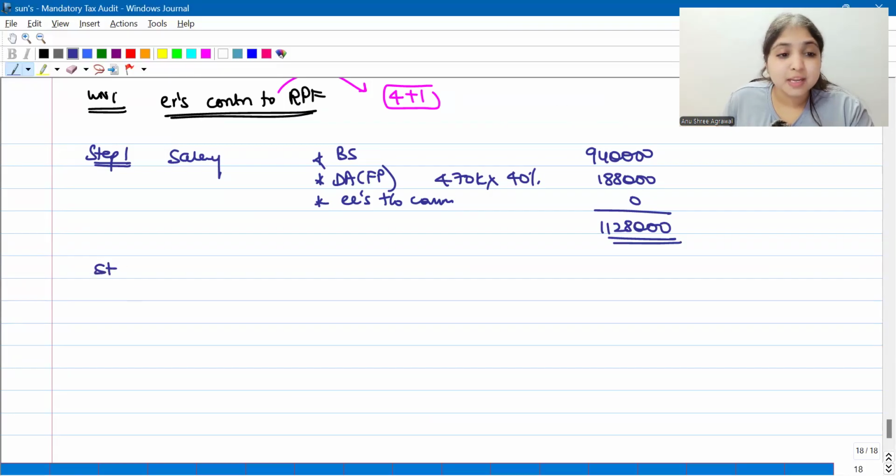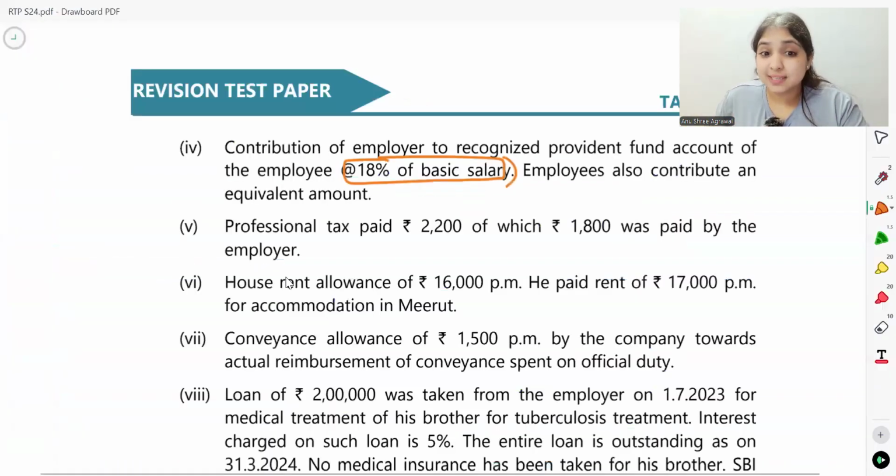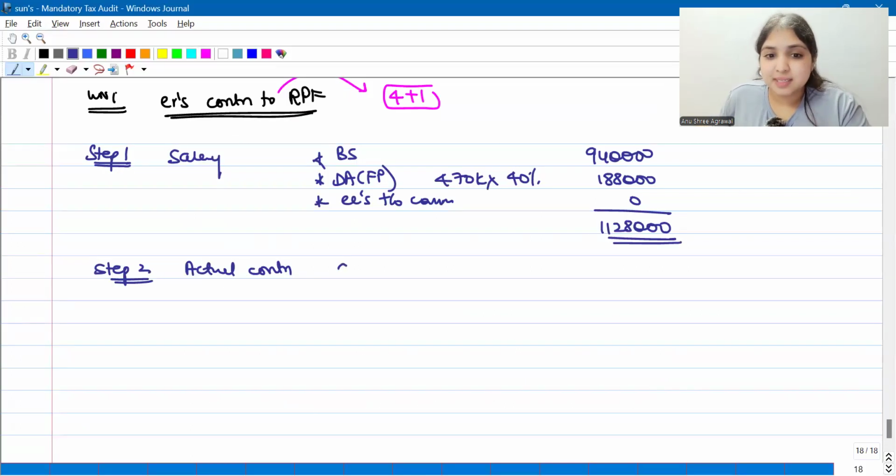Your first step. Your second step is going to be the actual contribution of the employer. How much did the employer actually contribute? The question says employer contributed 18% of basic salary, guys. So basic salary is 9,40,000. That into 18% is what the employer has actually contributed, which is 169,200.